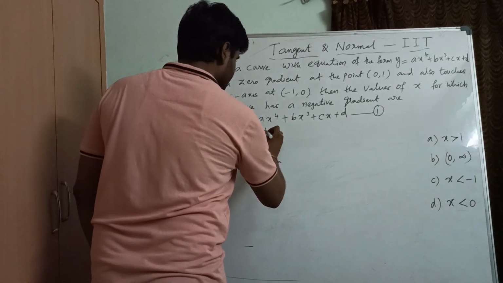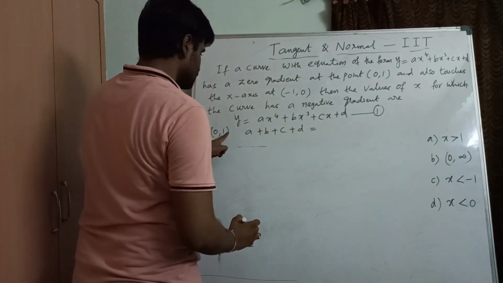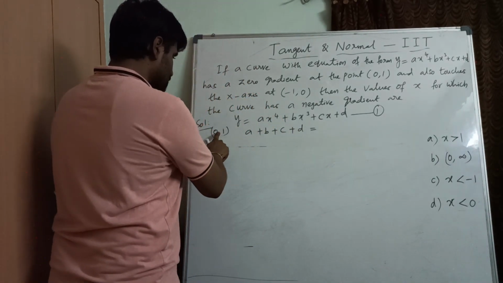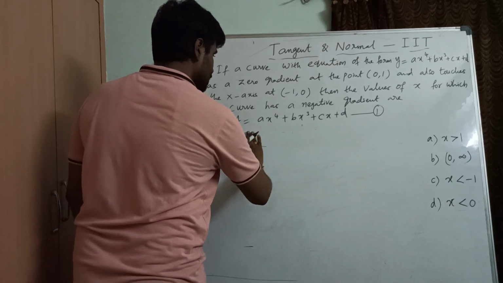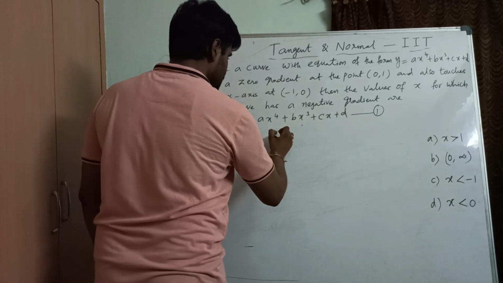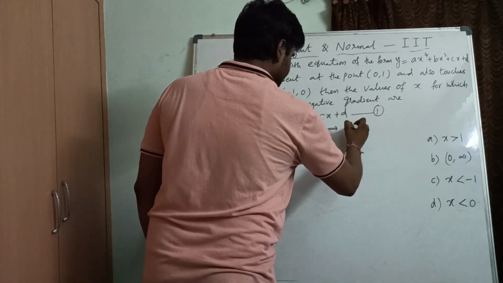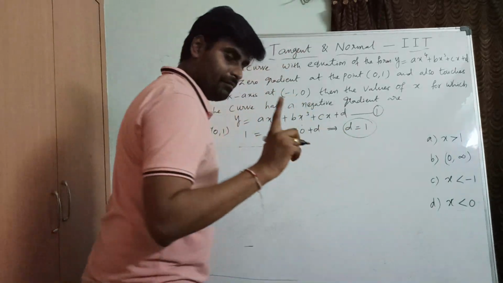A plus b plus c plus d equal to... sorry, whenever you substitute x value is 0 here. X value is 0, 0, 0, 0. So finally this will be 1. So 1 equal to 0 plus 0 plus 0 plus d. So that means what is the d value? 1. So we got one value.